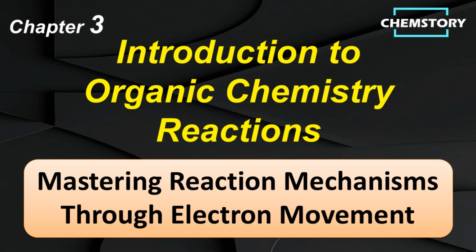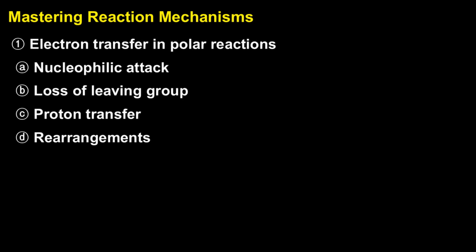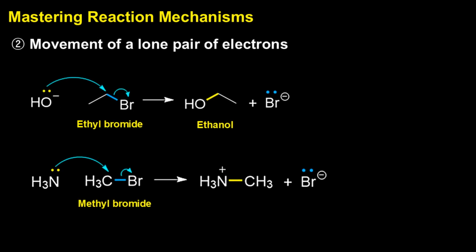So let's start by looking at how electron pairs move in polar reactions and what kinds of steps are typically involved. Polar reactions involve the movement of electron pairs between atoms, usually because of differences in electronegativity. And we can break these reactions down into four main types: nucleophilic attack, loss of a leaving group, proton transfer, and rearrangements. Let's start with the first one: how lone pairs move during a nucleophilic attack.